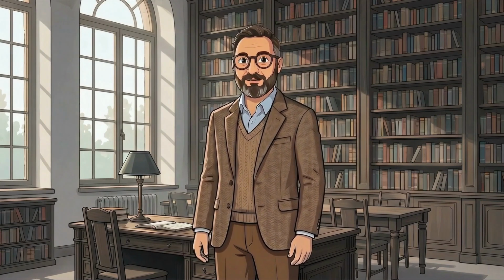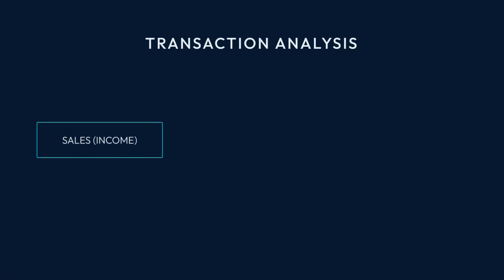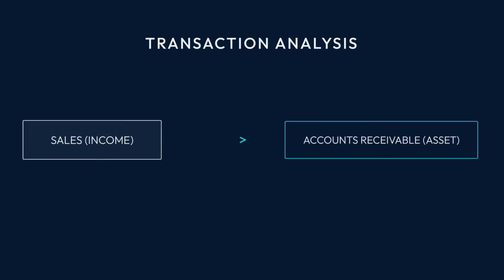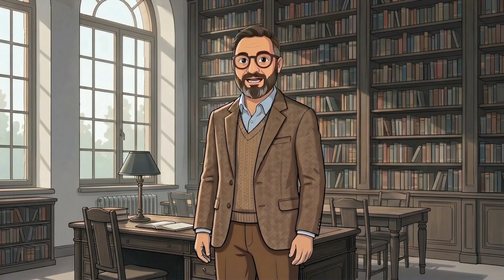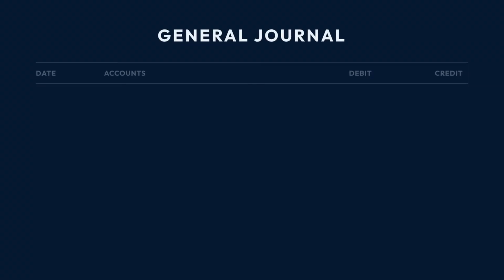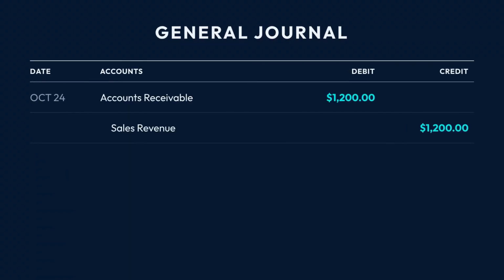Suppose a wholesaling company sells products to a customer on account. The transaction affects 2 accounts: sales, which is an income account, and accounts receivable, which is an asset account. To record this transaction in the journal, the company records a credit entry in the sales account and a debit entry in the accounts receivable account.